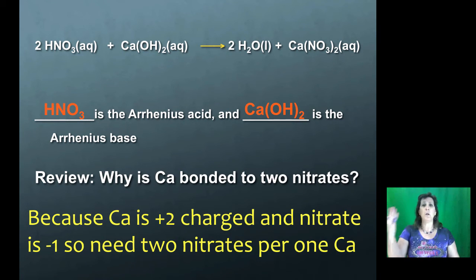Remember, every time you put a metal and a non-metal together, you have to check your charges. So when you're writing these reactions and you're making your salt, it's a metal and a non-metal coming together, you have to check your charges and make sure it adds up to 0. So calcium is +2, nitrate is -1. That doesn't add up to 0. We need 2 of the nitrates to go with that calcium. And that's why the formula has 2 nitrates.